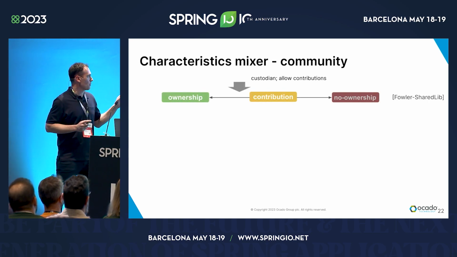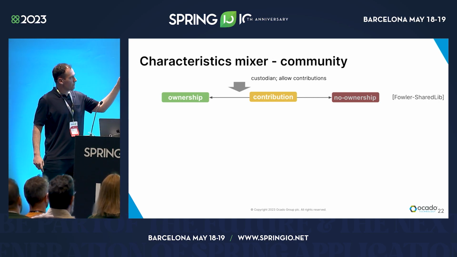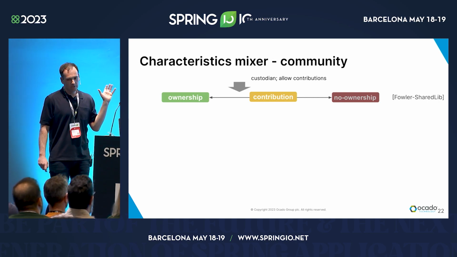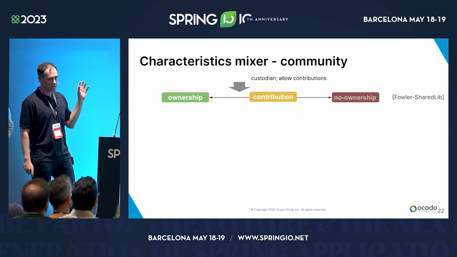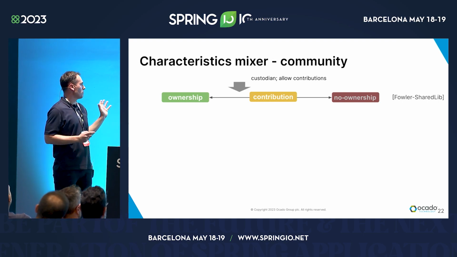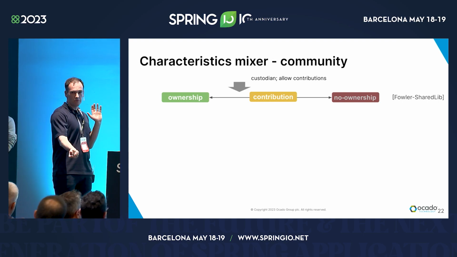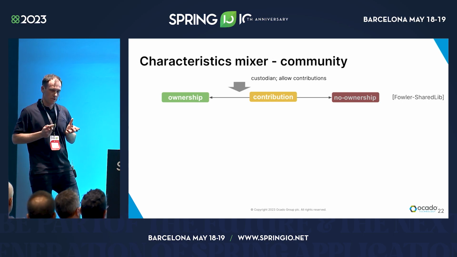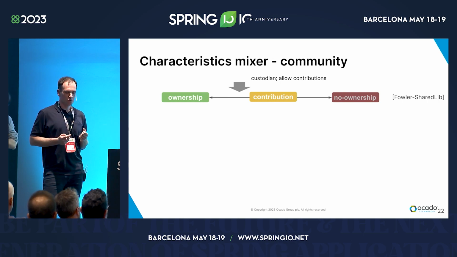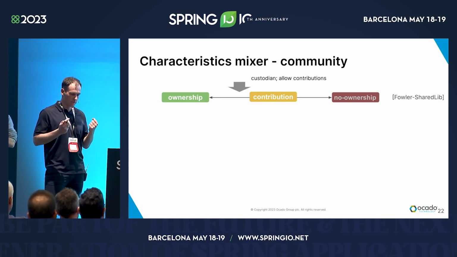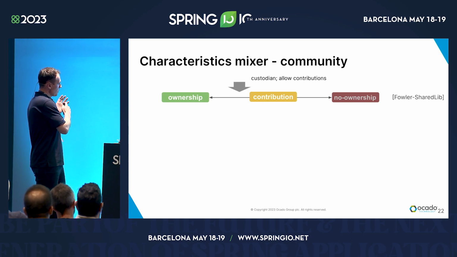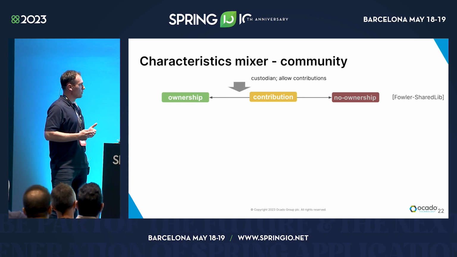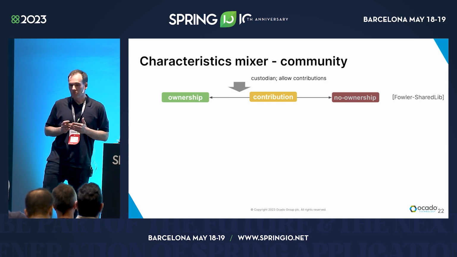And the last slide about characteristics, the community mixer, sort of. And this is a very important one. On the micro frontends page, there's a section about shared libraries, and they refer to a balance between ownership and no ownership, saying in their take there should be a custodian who is the owner, but they accept contribution to not lose contact with the community. So this is what we do. We own the product, but we allow contribution. Fabio will tell you more about it later.